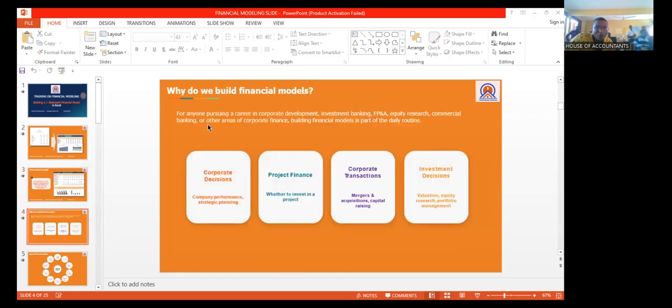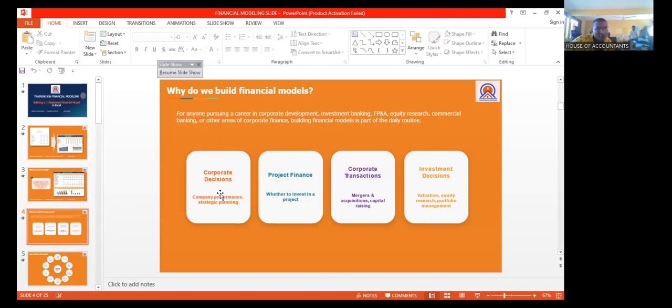Then now, why do we build financial models? For anyone pursuing a career in corporate development, investment banking, FP and A, equity research, commercial banking, and other areas of corporate finance, building financial models is part of our daily routine. It's what you have to do. You have to continue to project, to forecast for the future.